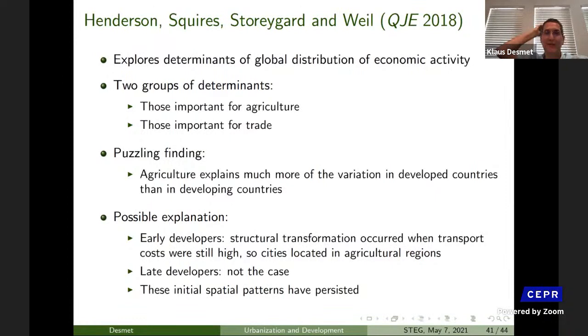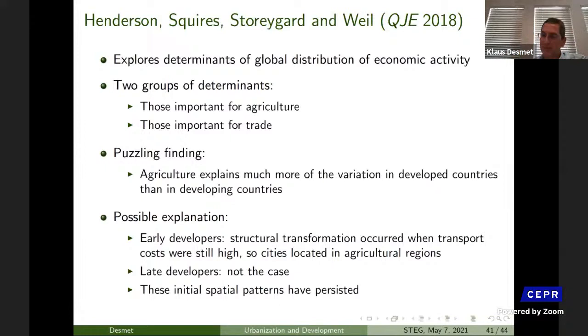They run a bunch of regressions, and they come up with a very puzzling finding, which is that it turns out that agriculture, this group of variables which we could call agricultural determinants, explains much more of the variation in the spatial distribution of economic activity in developed countries than in developing countries.